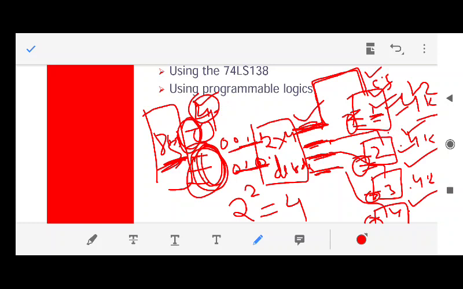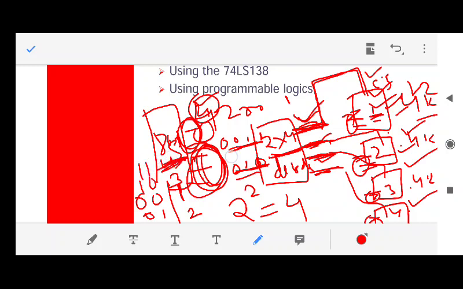How to do that? You take 2 of these address lines, feed it to a 2x4 decoder. Now how does a 2x4 decoder work? It has 4 output lines. Each line will be activated depending upon the input which is coming into it. For 0 0, first output line will be activated. For 0 1, second output line will be activated. For 1 0, third output line will be activated, and for 1 1, fourth output line will be activated.